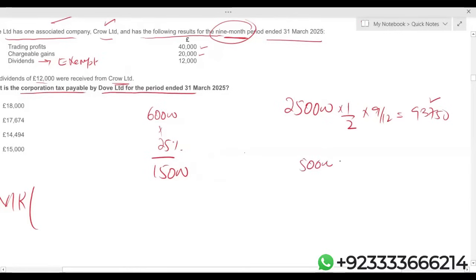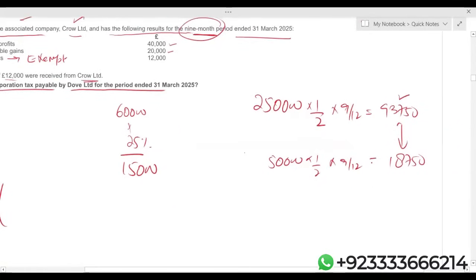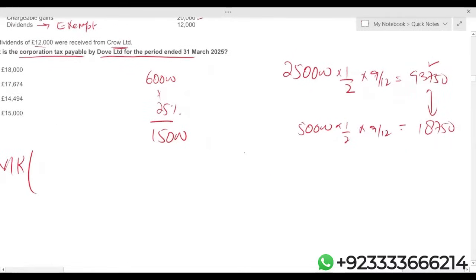The lower limit is 50,000 into 1/2, 9/12. So 50 divided by 2 becomes 25, 9/12, 18,750. So obviously you can see that DOF Limited's taxable total profit is more than the lower limit and it is less than the upper limit. So obviously marginal relief is available, but the upper limit is 93750. In the question, we have augmented profit 60,000.